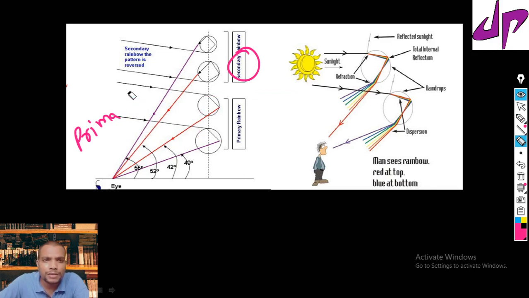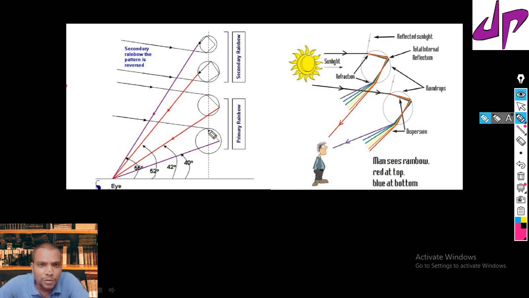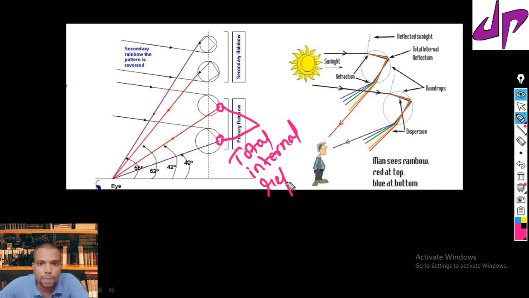The main difference between the primary rainbow and secondary rainbow, if you observe the diagram clearly, is due to the internal reflection. In the primary rainbow, the water droplets are internally reflecting only once. So this is the total internal reflection. The water droplets are reflecting only once. But in the secondary rainbow, you can see the water droplets are reflecting here 1 and here 2. In the single raindrop, total internal reflection takes place twice. If those conditions are present, then we are able to see the secondary rainbow also.